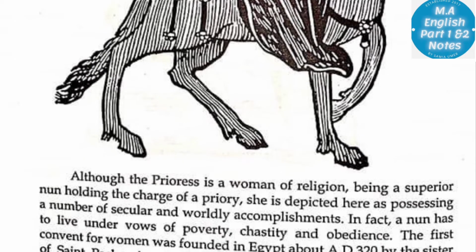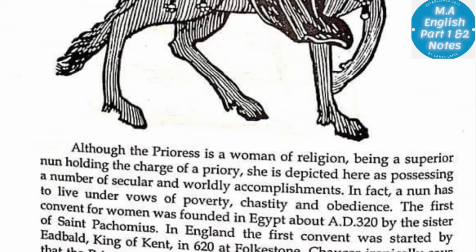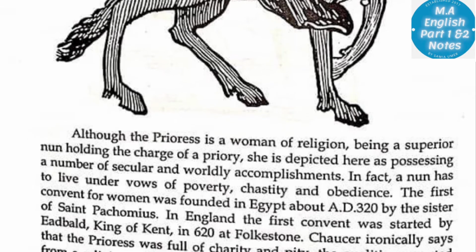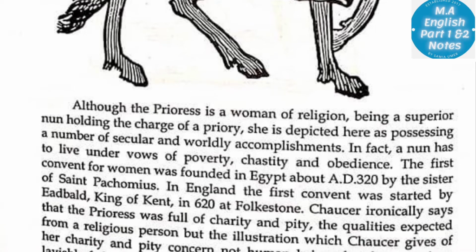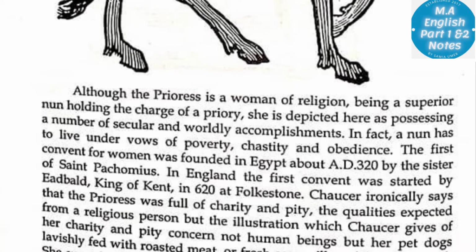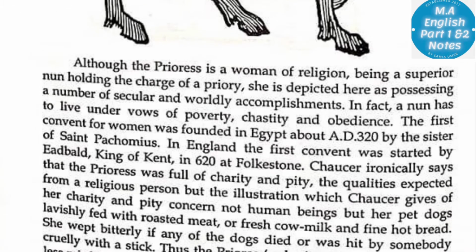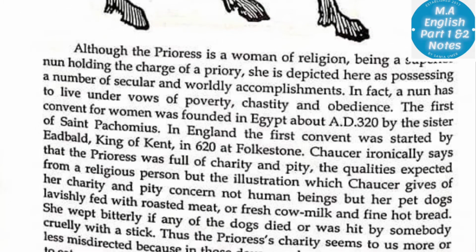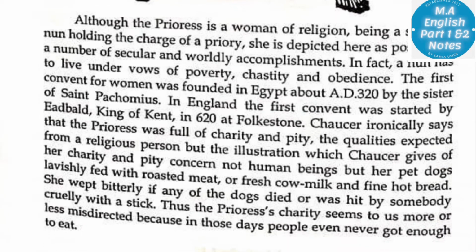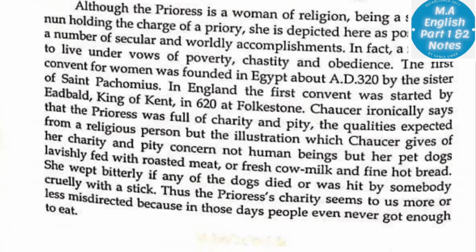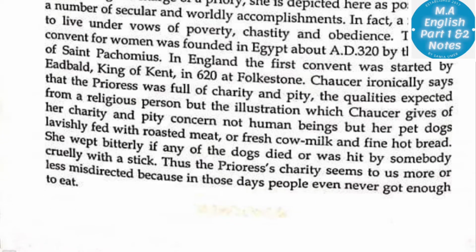Chaucer ironically says that the Prioress was full of charity and pity, the qualities expected from a religious person, but the illustration which Chaucer gives of her charity and pity concerns not human beings but her pet dogs, lavishly fed with roasted meat or fresh cow's milk and fine hot bread. She wept bitterly if any of her dogs died or was hit cruelly by somebody with a stick. This Prioress's charity seems to us more or less misdirected, because in those days people never even got enough to eat.